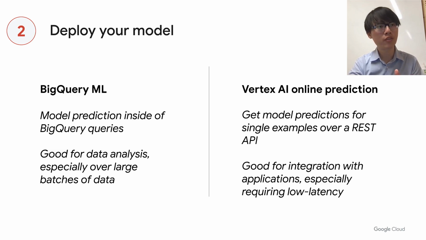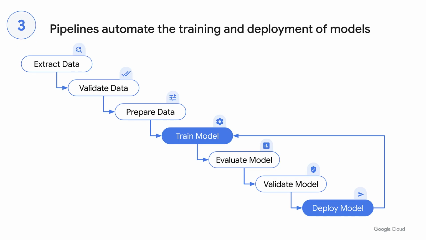And finally, if you want to integrate with any of your applications, it just becomes a really easy way for you to serve your model, especially for low latency requirements. So we've covered Model Registry and we've covered ways to deploy from BigQuery ML to Vertex AI for online predictions. So how do we string all these things together?